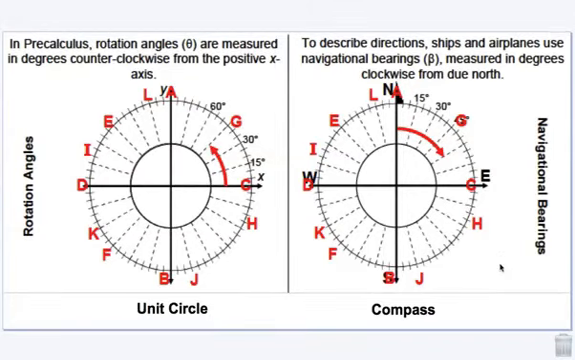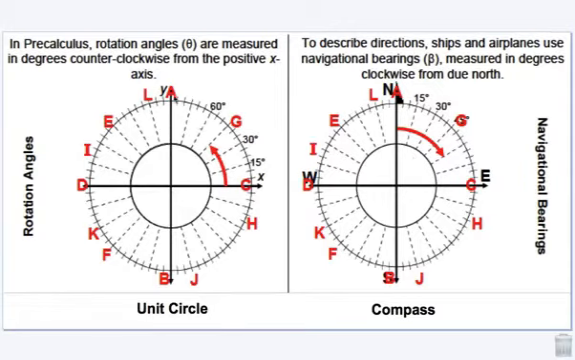This is the last of the new material I'm going to show you, and most of you have seen compasses before, you've used them before. What we're going to do is compare our unit circle on the left with a compass on the right, and you'll notice that both of these have the letters A, B, and C.